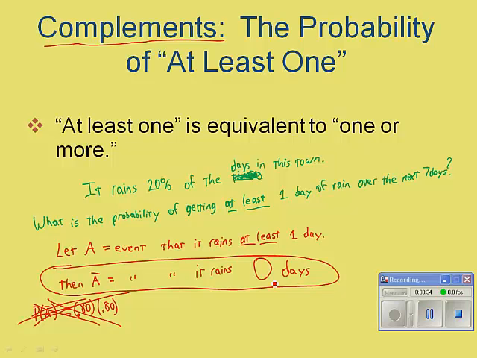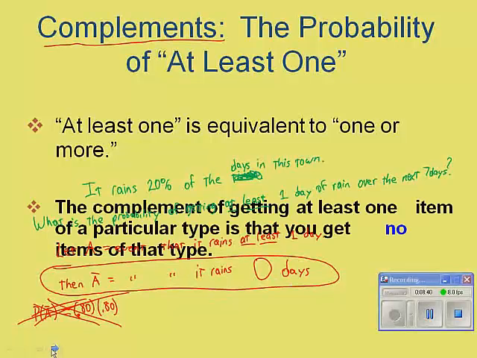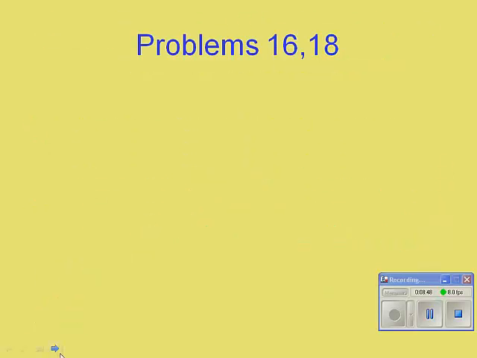A bar is the event that it rains 0 days. That might be easier to compute. The complement of getting at least one item of a particular type is that you get no items of that type. So let's move ahead. I'd like to look at problems 16 and 18 from your book. Those are nice. There I'm not going to run into problems. So, page 176.